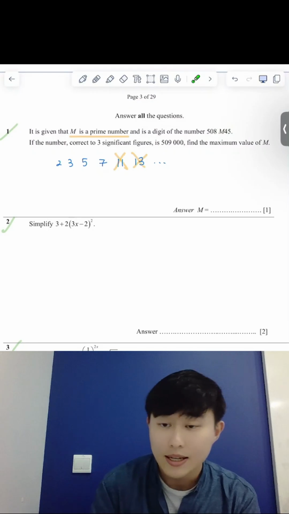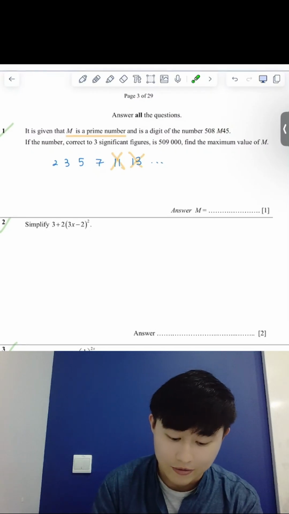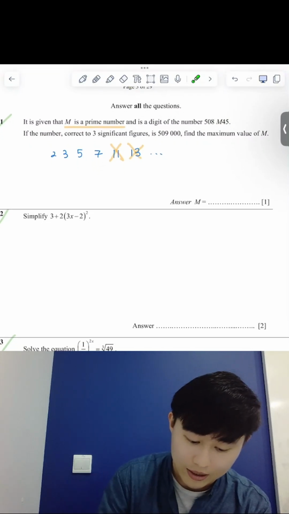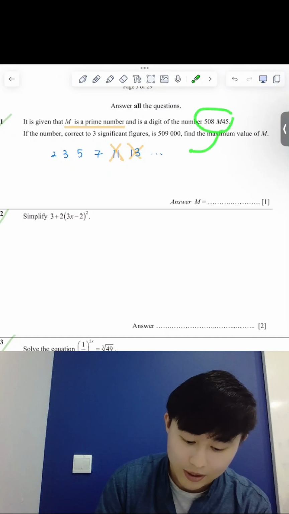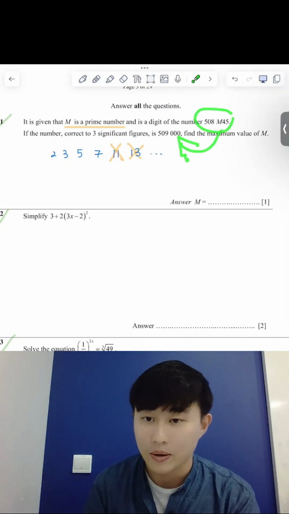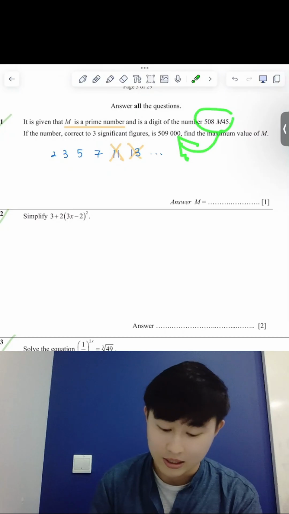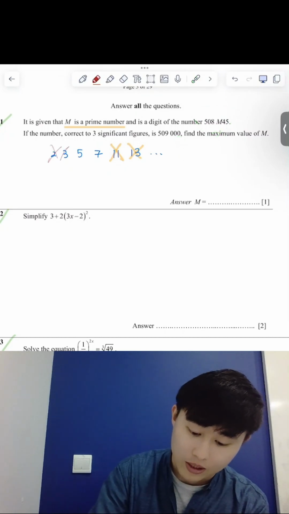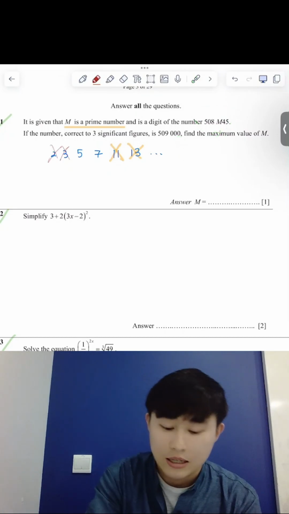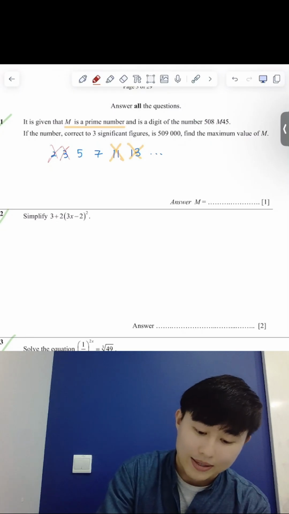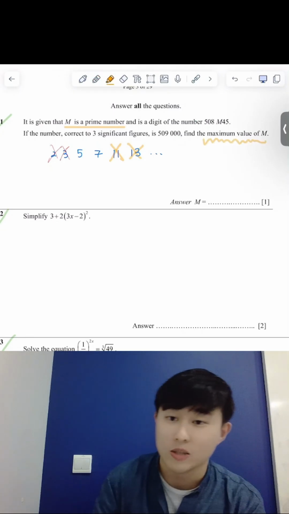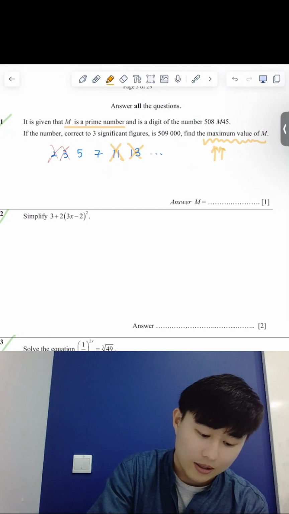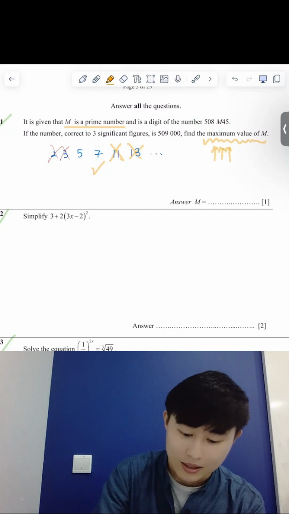The question says that if the number is corrected to 3SF, basically, I'm going to be rounding up. So actually, there's only two options left. For me to round up, only 5 and 7 will work. Then they want the maximum value of m, which is the largest value of m. Therefore the correct answer must be 7.